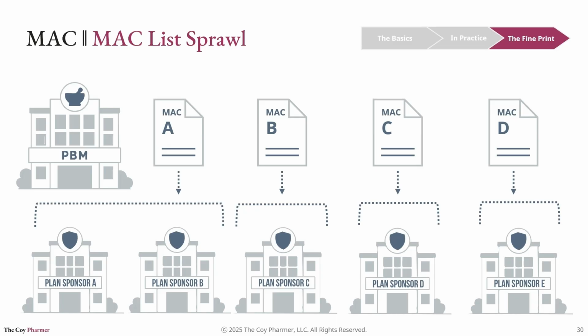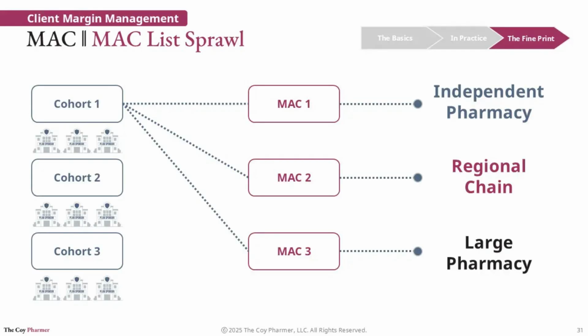When you really get into the nitty-gritty of network management, something that's really interesting to me is how these different concepts come together to create what I call MAC list sprawl. So for example, the PBM may have plan sponsors in cohort 1, which may be a cohort where they're trying to provide leading rates to be able to win new business, and those are some of the best rates that they have. Then they're managing which pharmacies may have different guarantees on the pharmacy side, and those may be managed differently with the large chains, the regional chains, and the independent pharmacies having different generic effective rate targets.